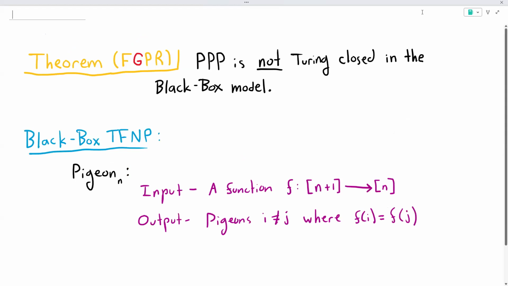Okay, so let's hop right into what the black box model of TFNP is. Let's define the black box pigeon problem, where as input, instead of a circuit, I just give you the function f from n+1 objects to n holes, and I output two pigeons i not equal to j, where f of i equals f of j.